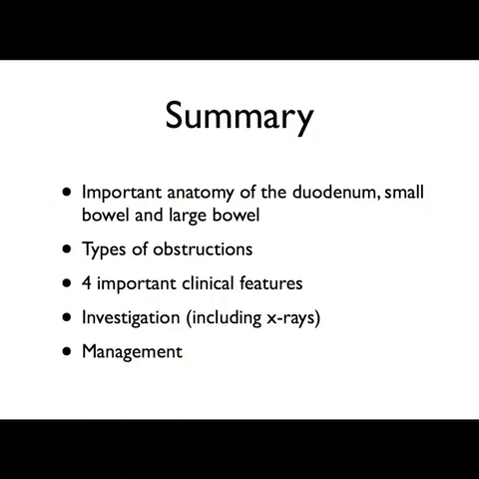So that really completes this podcast. In summary, we've looked at the important anatomy of the duodenum, the small bowel, and the large bowel. We've looked at different types of obstructions and how you classify them. We've looked at the 4 very important clinical features of bowel obstruction. We've looked at some investigative strategies, and we talked about the important ways to distinguish small and large bowel obstruction on an abdominal radiograph. And finally, we've looked at some of the surgical and non-surgical management principles.